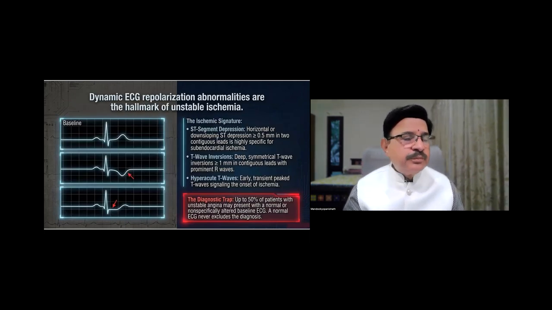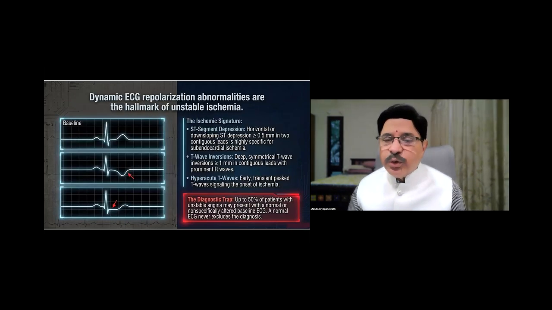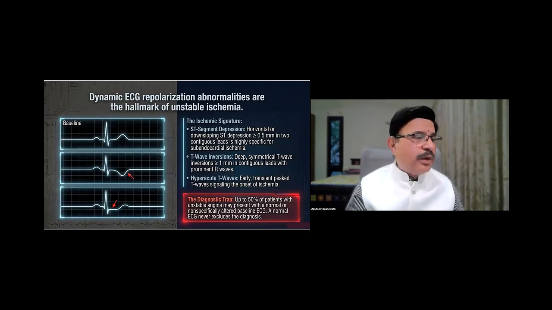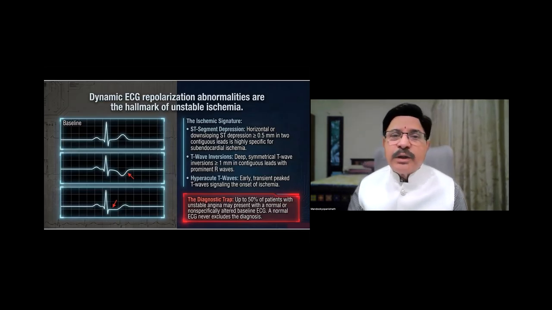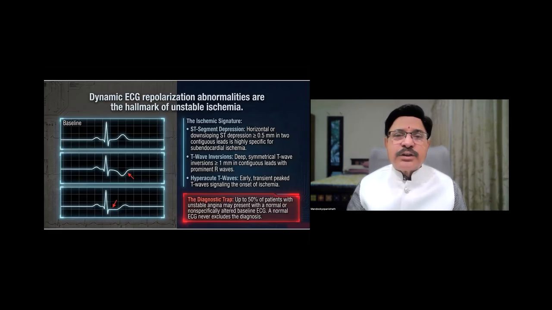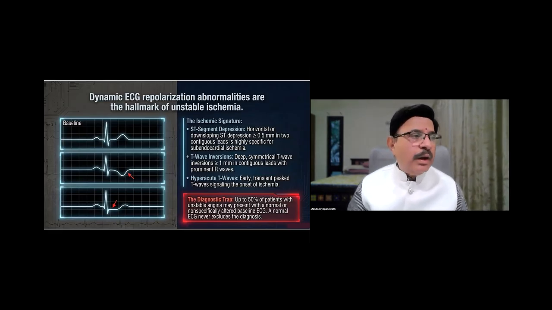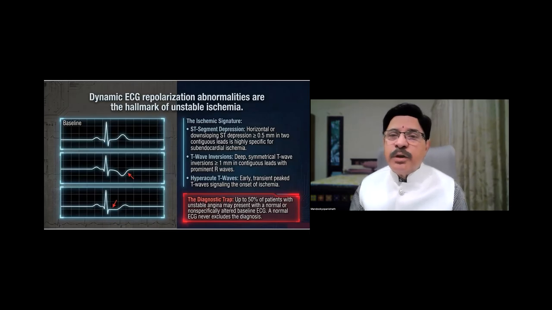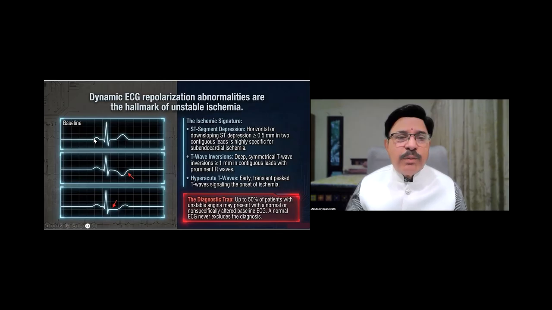Now, I have told you about the symptoms and the signs that you should look for. And now, dynamic ECG repolarization abnormalities are the hallmark of unstable ischemia. What are the things? The first one is the normal PQRST wave. In the second graph here, you see there is symmetric cup-shaped inversion with not much ST segment depression. This is the second presentation.